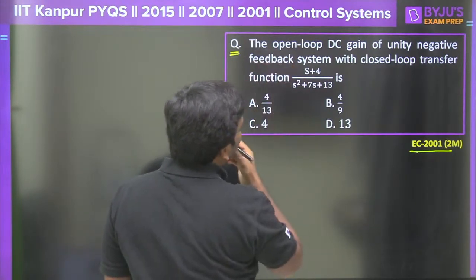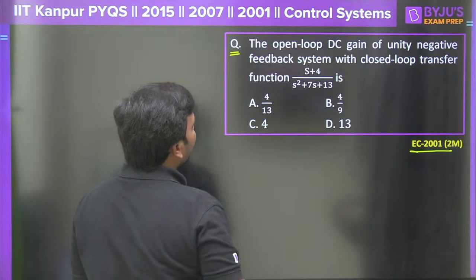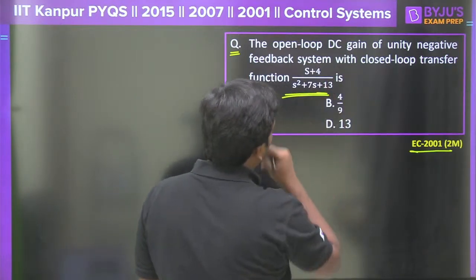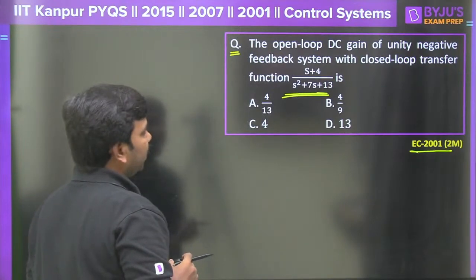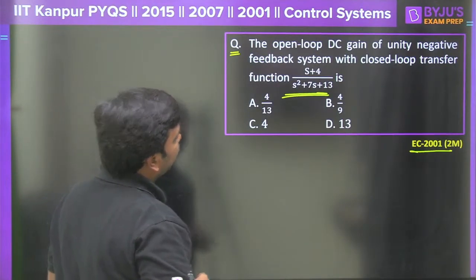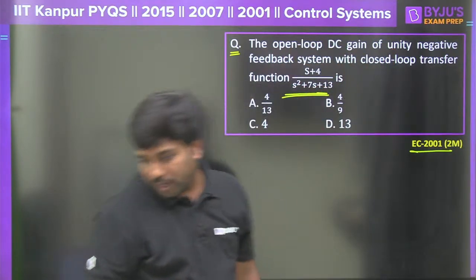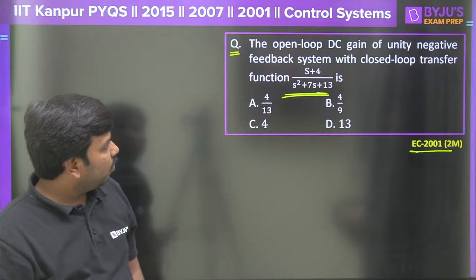So the question is: the open loop DC gain of a unity feedback system with a closed loop transfer function (s plus 4) divided by (s square plus 7s plus 13) is dash. Look at that, the open loop DC gain. Okay, so option A, 4 by 13.